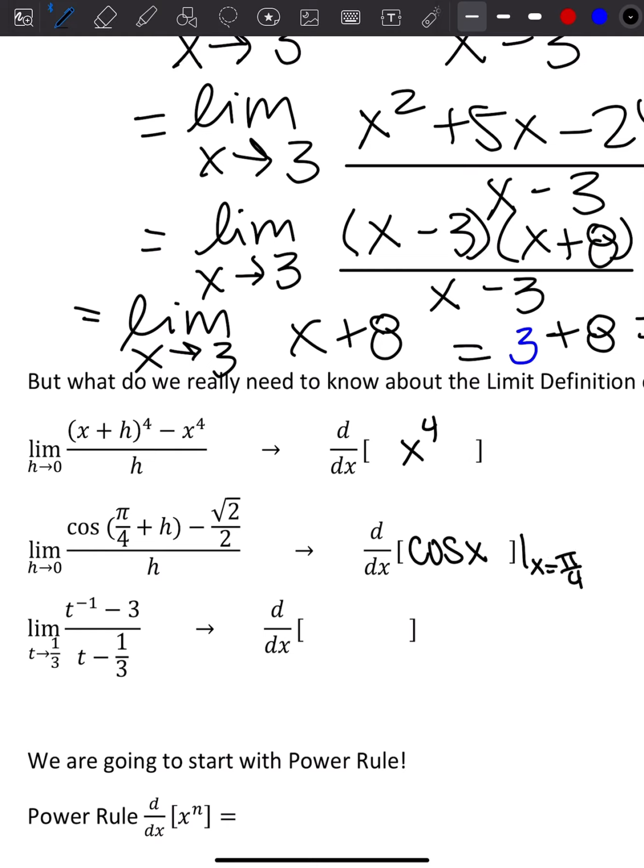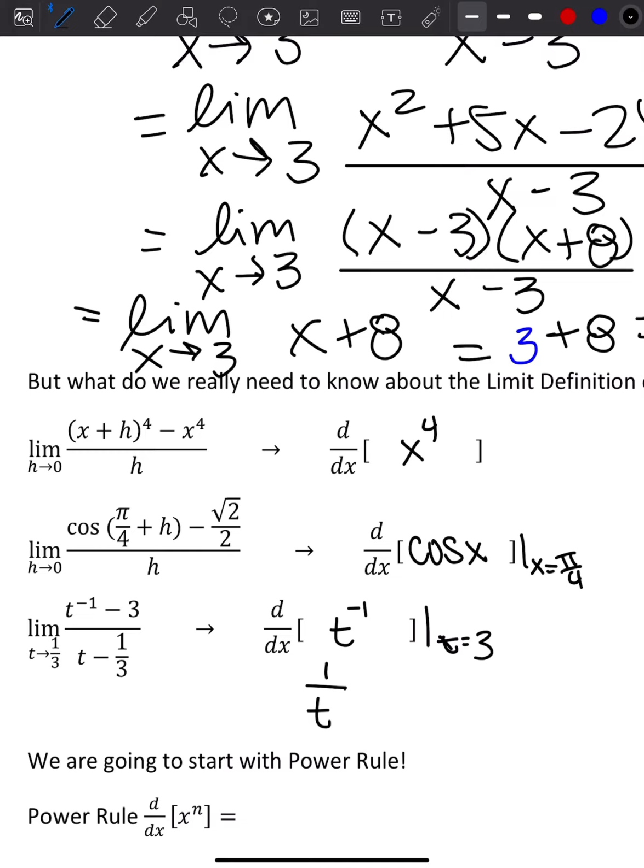Our last one here, the limit as t approaches 1/3 of t to the negative first minus 3, all divided by t minus 1/3. This is also a derivative at a point, just like that third option. When I'm looking at this one, things I need to keep in mind when it's at something that's not 0: that tells me my function is right here. When we have it to the negative first, I can say t to the negative first evaluated at t equals 1/3, or I can say 1 over t evaluated at t equals 1/3.